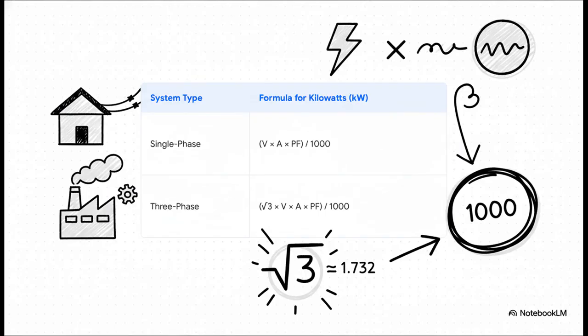So if you look at these two formulas side by side, you'll see they are almost identical. For both of them, you just multiply the voltage, the amps, and the power factor, and then divide by 1,000. The only difference, the only one, for that heavy industrial stuff is you multiply by one little extra number, the square root of 3, which is about 1.732.